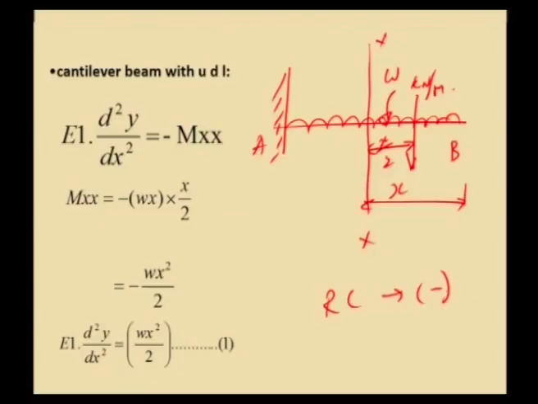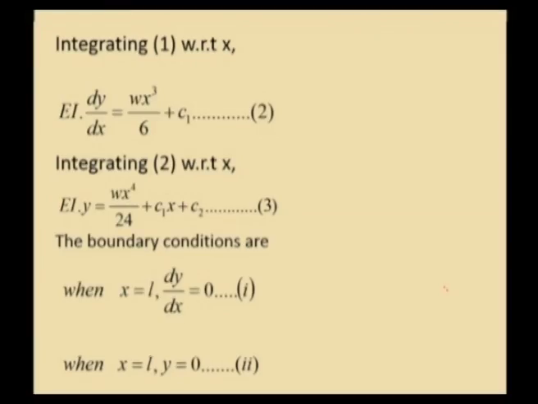We need to integrate twice this equation to get the general equation for slope and general equation for deflection. So, integrating 1 with respect to x, we get E I dy by dx equal to W x cube by 6 plus C 1, that forms equation 2, and integrating 2 again with respect to x, we get E I y equal to W x power 4 by 24 plus C 1 x plus C 2. So, here also we involve two constants of integration, and boundary conditions need to be substituted to get the values of constants of integration.